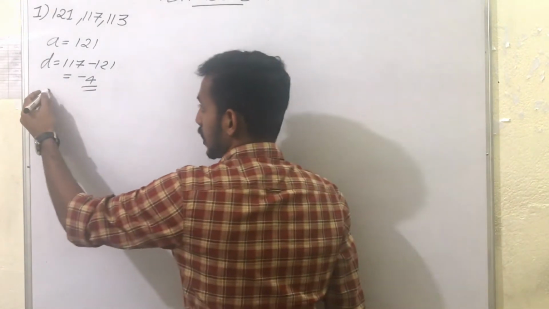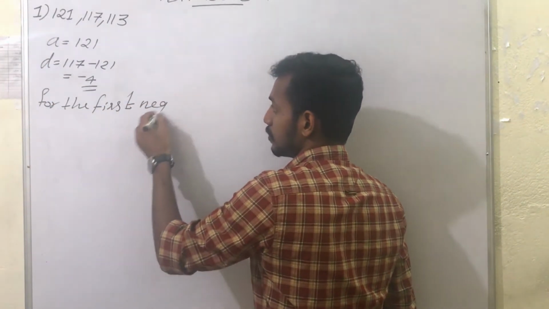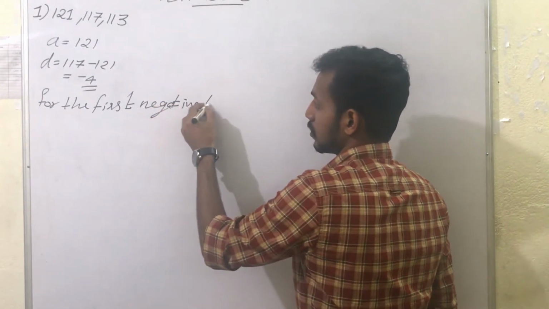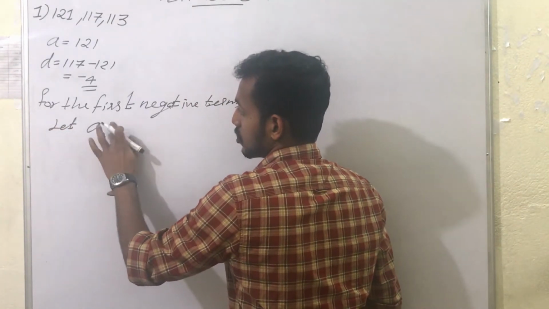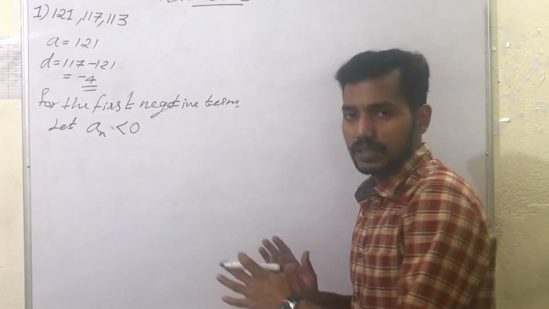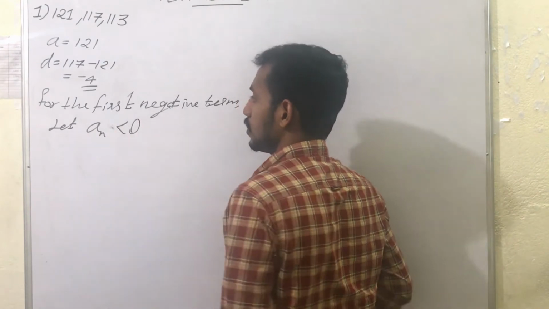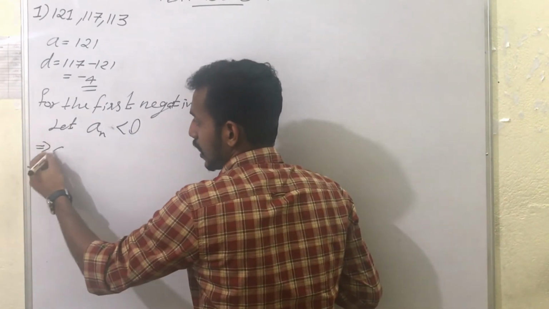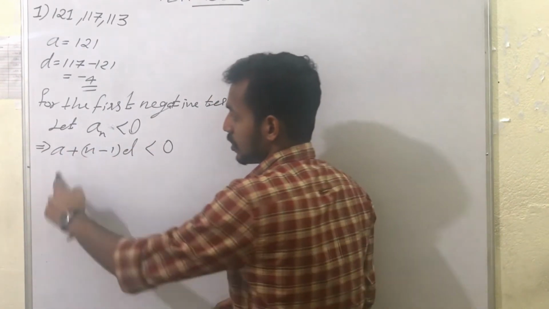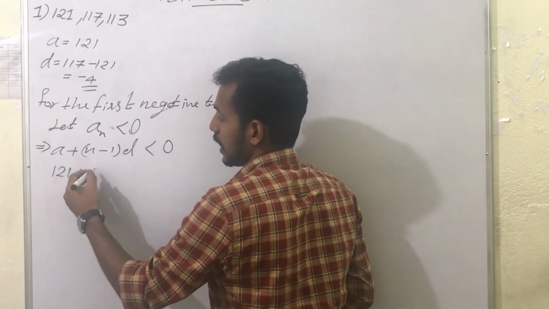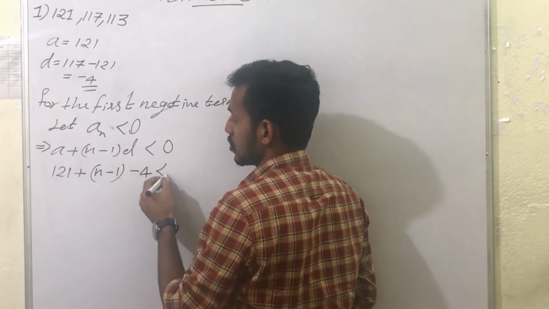To find the first negative term, let a_n be less than 0. Okay, we don't know which term. The first negative term we are looking for should be less than 0. Then that implies A plus (n minus 1) into D is less than 0. What is A? A equal to 121 plus (n minus 1) into, what is D? D equal to minus 4, less than 0.